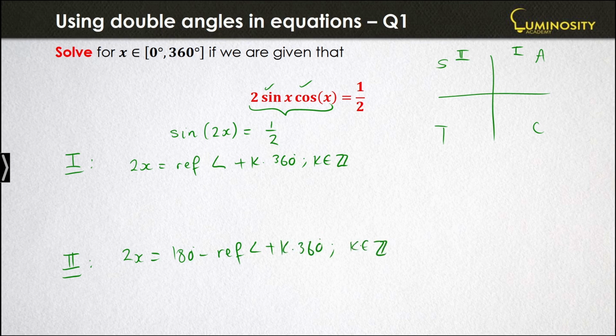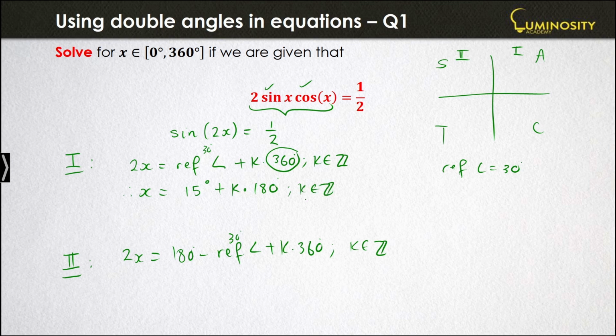Alright, so now, what is the reference angle? Sine inverse of a half, that is 30 degrees. So our reference angle is 30 degrees. So if I divide both sides by 2, I get x equals 15 degrees, plus k times, don't forget to divide the period as well in half, 180 degrees.